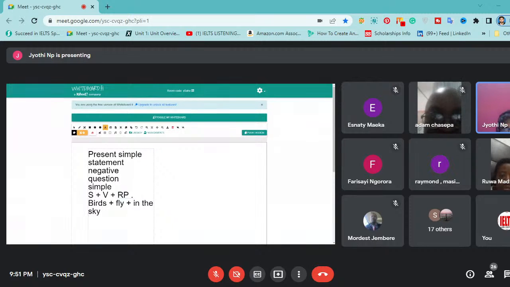Now when you want to use it in a negative way, you use a subject, then based on the person you're using, whether it's the first, second, or third person, before the verb we use the linking verb to do, that is, do or does, plus not, then plus the verb, then the remaining part of the sentence.